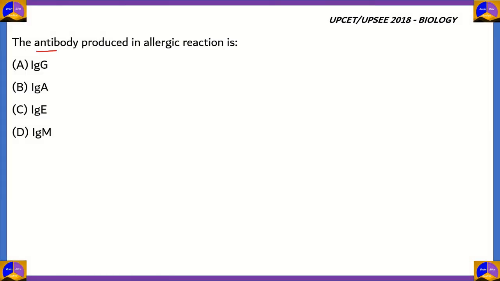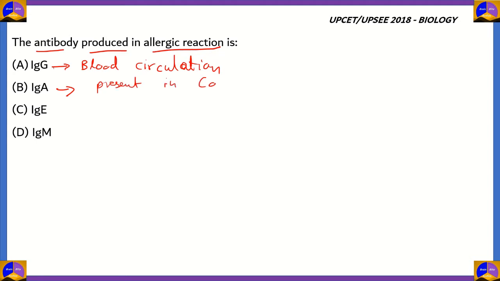Next question. The antibody produced in an allergic reaction is IgG, IgA, IgE, or IgM. Among the 4 options, option A is IgG, and this antibody is present in the circulation of the blood, and its functions refer to that. IgA is the antibody that is present in the colostrum, and it provides immunity to the newborn.